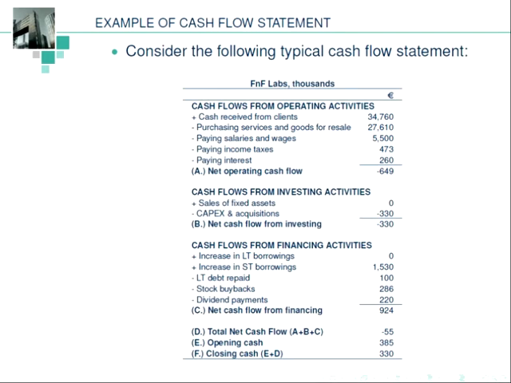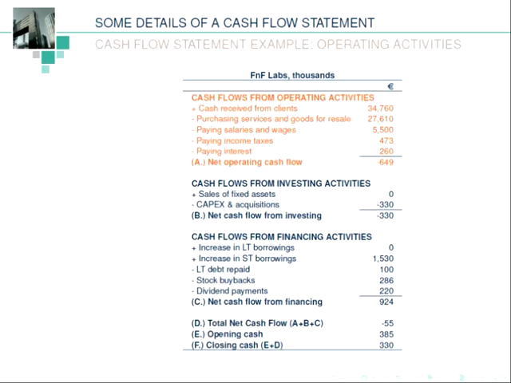Let me give you an example. Here we have a cash flow statement of that hypothetical F&F Labs firm, where we can observe that there's cash flow in three subcategories. Those are the cash flows from the operating activities, the investing activities, and the financing activities. In the next few slides, I will zoom in on these three categories, highlighting what happens with those cash inflows and cash outflows. Let me start off with the upper panel being the operating activities.